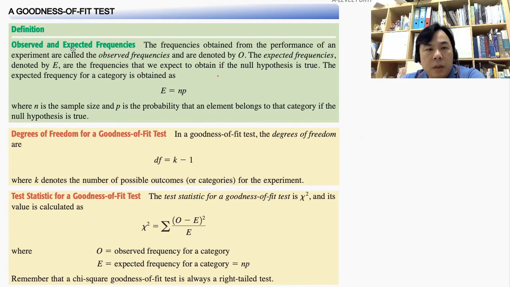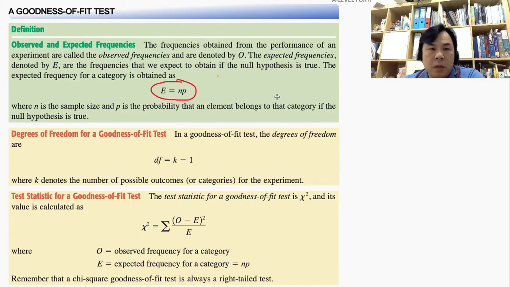Now secondly, once we have collected the sample, we will have to calculate its theoretical expected frequency based on extra information that we have. Later on we'll look at the various ways to determine expected frequencies. But generally the simplest formula to calculate the expected frequency is given as such. n is the number of trials, the sample size in this case. The p would be the probability that an element belongs to that category if the null hypothesis is true. We'll look at what that actually means in our following example.